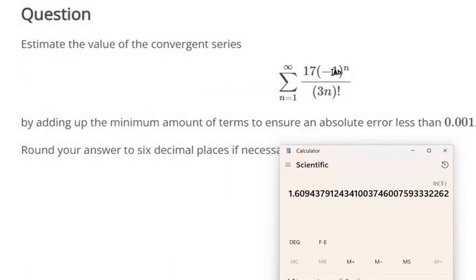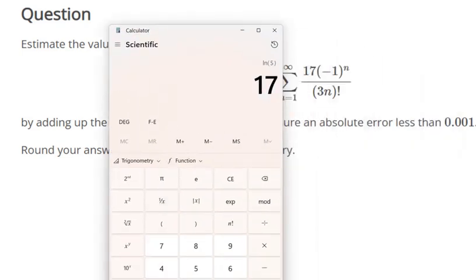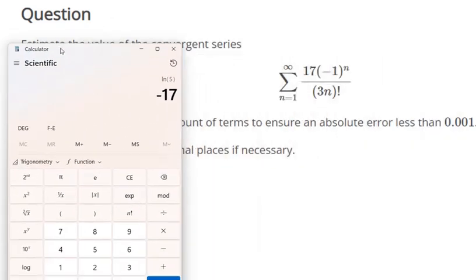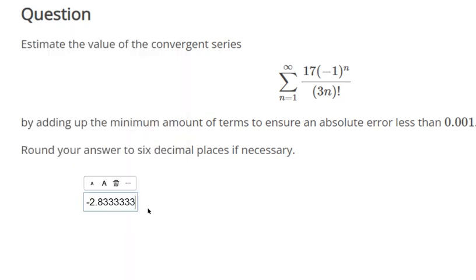And if you do that, in the numerator, you're going to have negative 17. So let me type that in. I'll just remember it's negative. And the denominator, 3 times 1 is 3. And 3 factorial means we do 3 times 2 times 1. So the denominator is 6. So this is our first term in our partial sum.